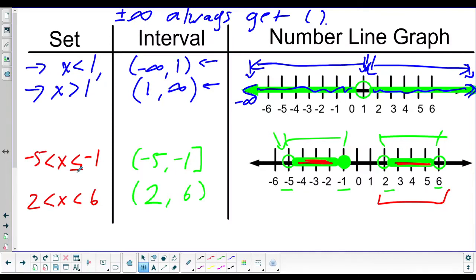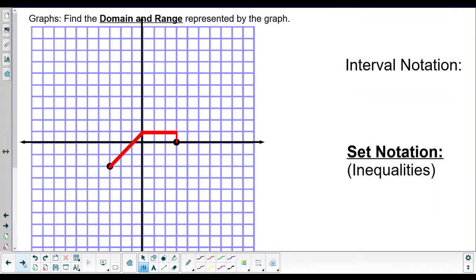Now you're going to say, Mr. Barton, number line graphs are for babies, and I'm not a baby. Let me do a big kid graph with an x and a y axis. All right, you asked for it. So we are going to talk about the domain and the range. So let's go ahead and put domain, range, domain, range.